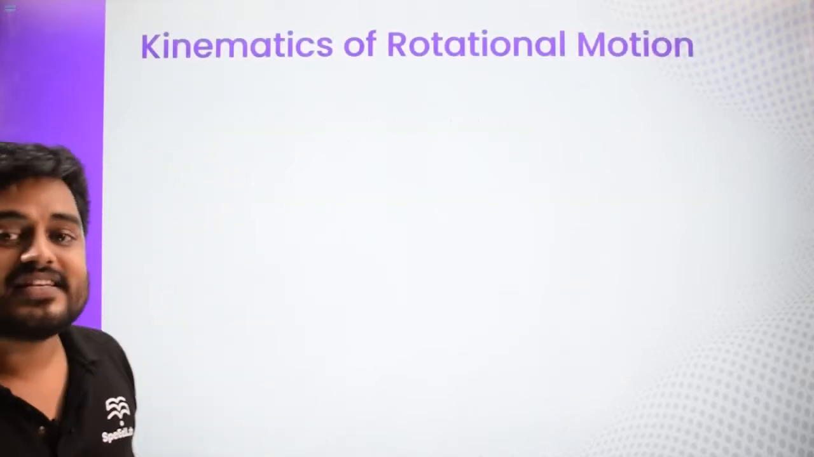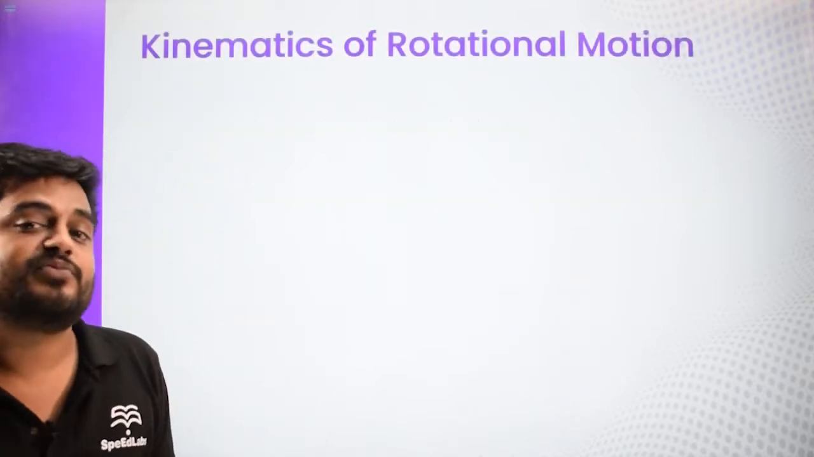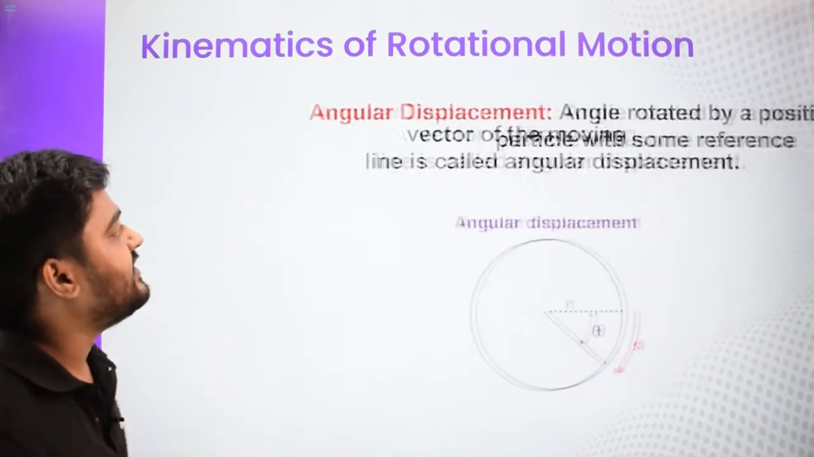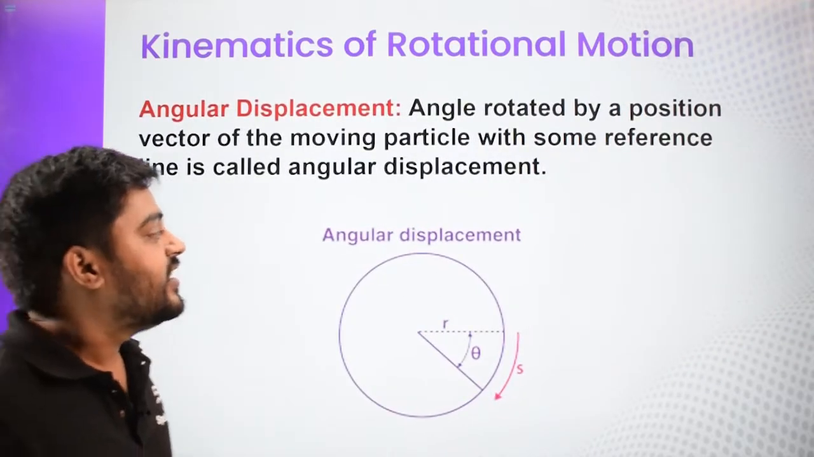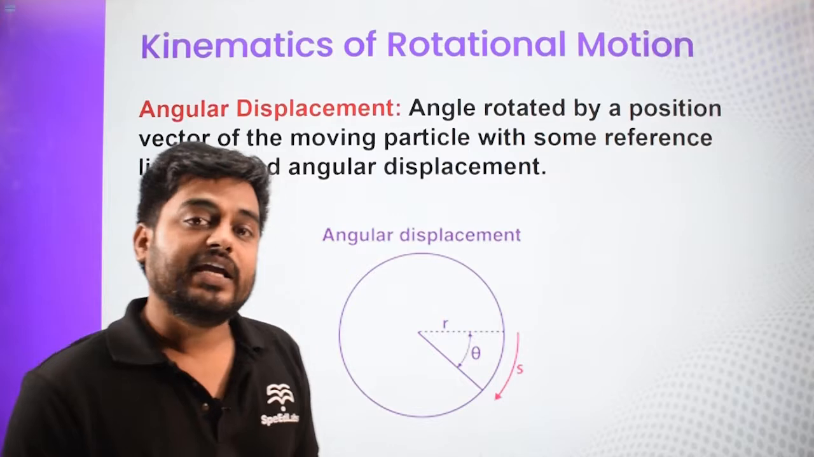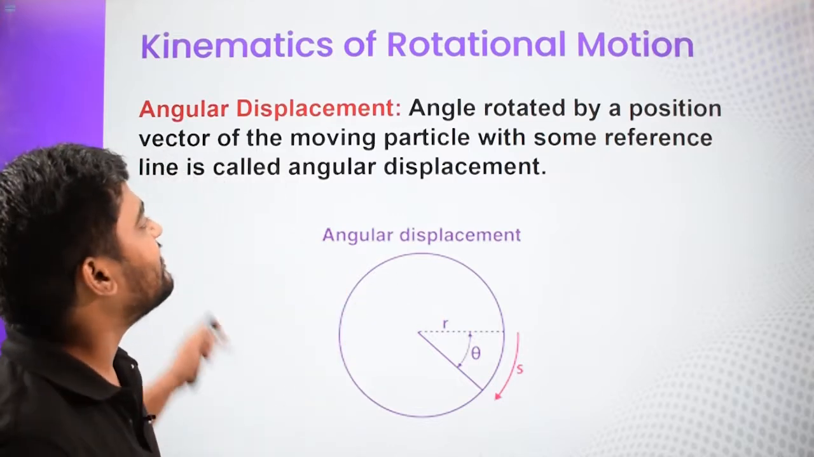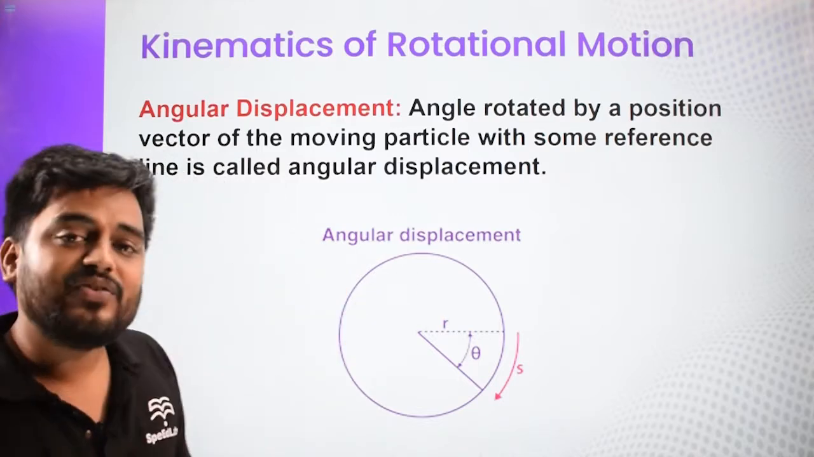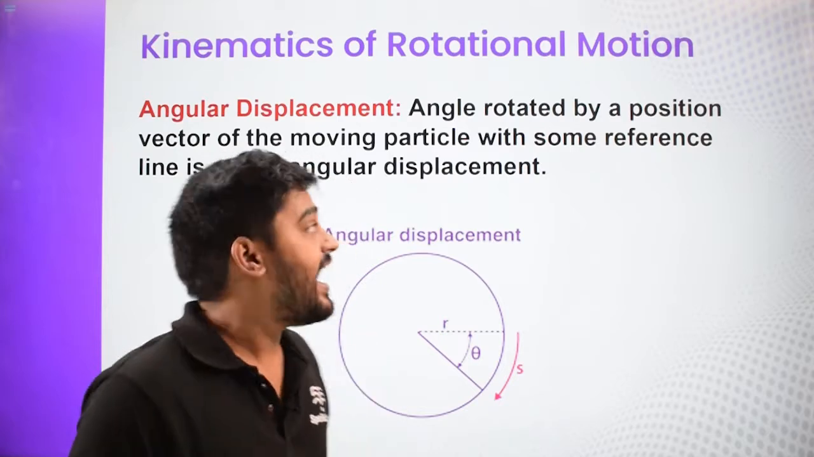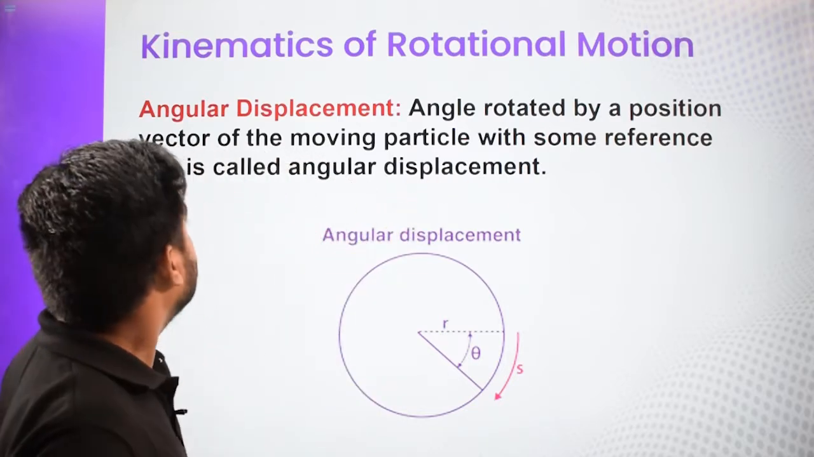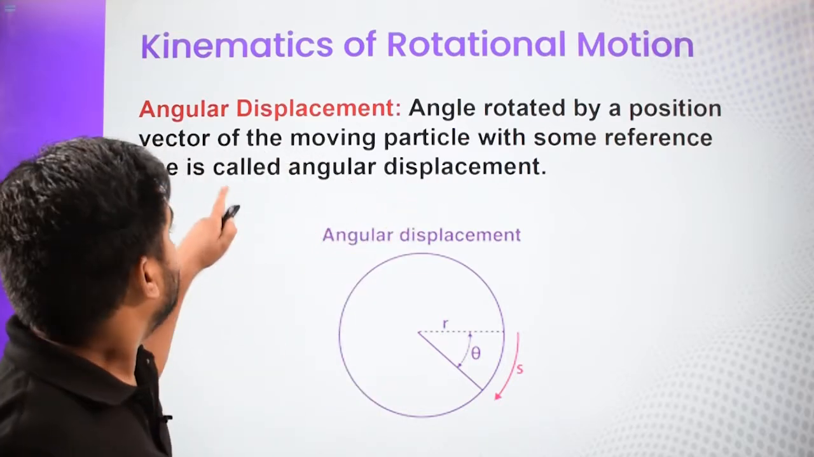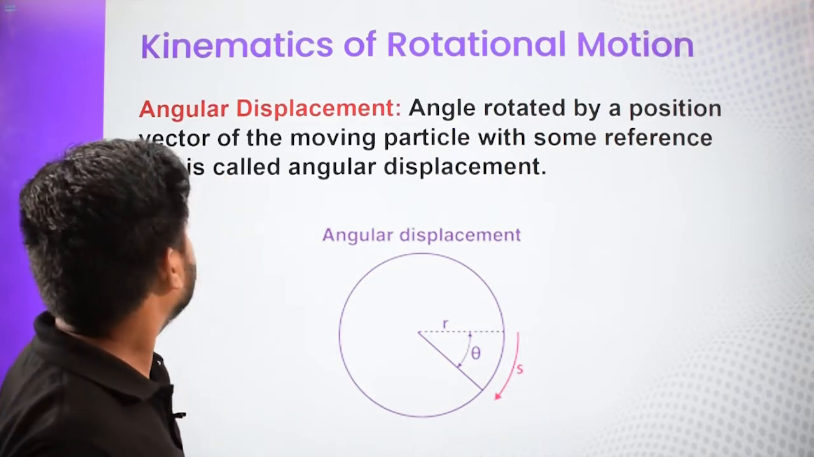Now, let us discuss kinematics of rotational motion. So first in kinematics is the angular displacement. Like a normal displacement, in rotational motion we get the angular displacement. So what is angular displacement? It is nothing but the angle rotated by the reference vector line of the moving particle.